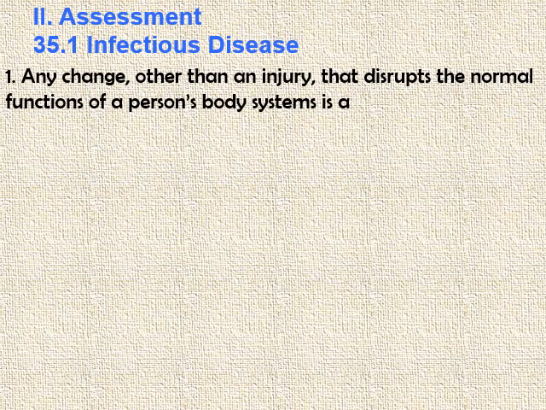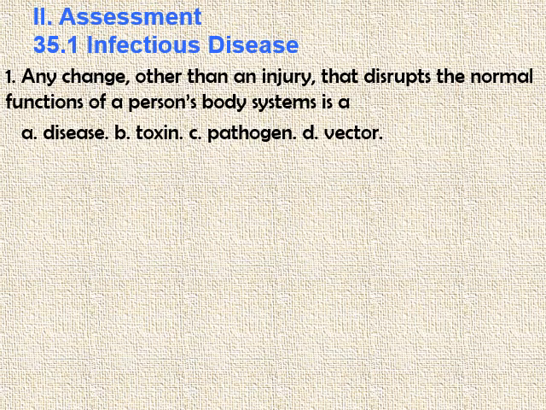Part 2, assessment in the chapter. First, chapter 35, lesson 1, infectious disease. Okay, question number 1. Any change other than an injury that disrupts the normal functions of a person's body system is A. Disease, B. Toxin, C. Pathogen, D. Vector. The correct answer is disease.